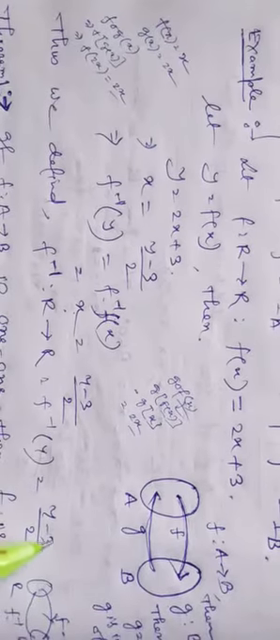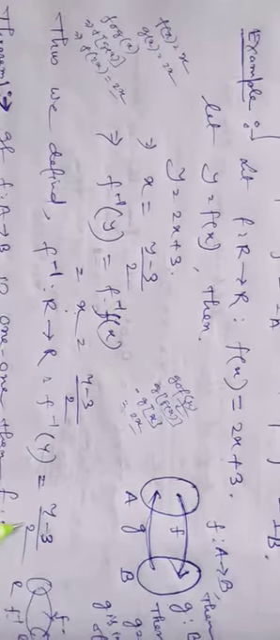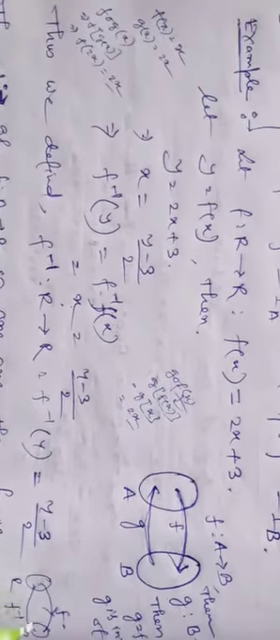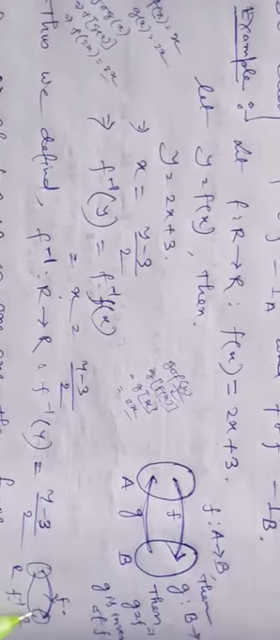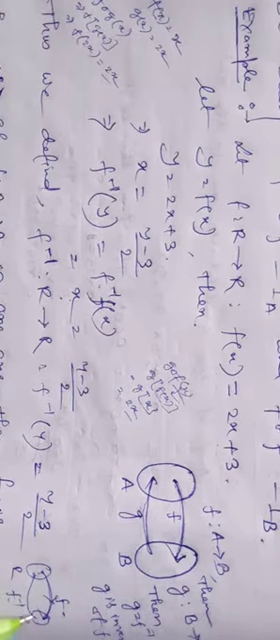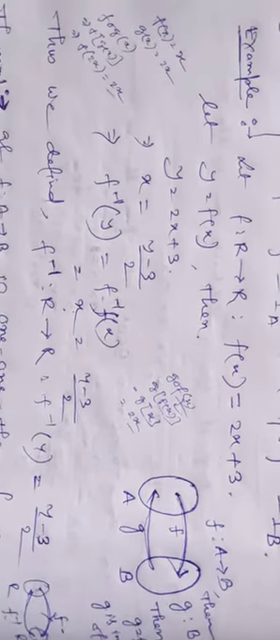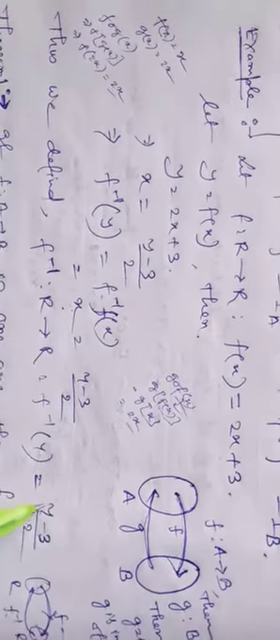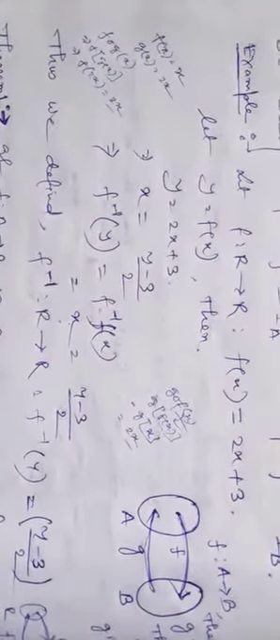In this way we can come back to the first point. From the domain we start our journey and go to the range set. From the range set we can again move back to the domain set by f inverse, where f inverse of y is equal to (y minus 3) by 2. So this is one example.